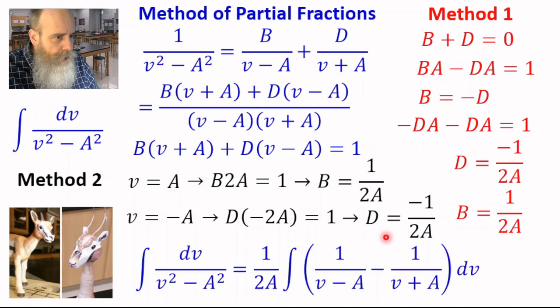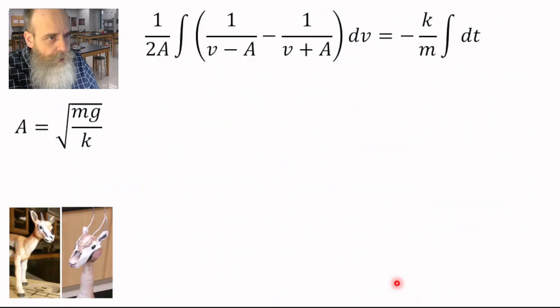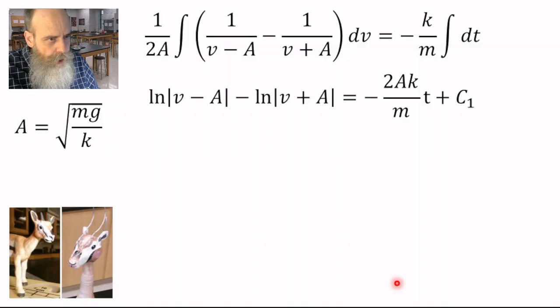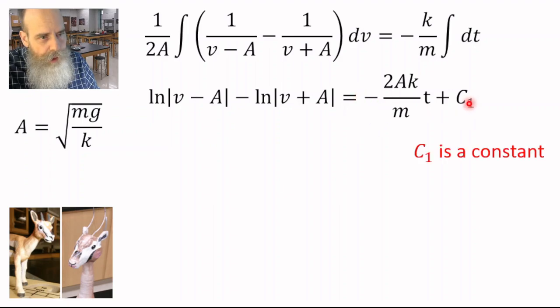So now our integral becomes this. And this is easy to solve. This is ln v minus a. This is ln v plus a. So here's what we get for our integral equation. And let's multiply by 2a and then solve the integral. So we get here ln v minus a minus ln v plus a equals minus 2a k over m times t plus c1, where c1 is a constant.